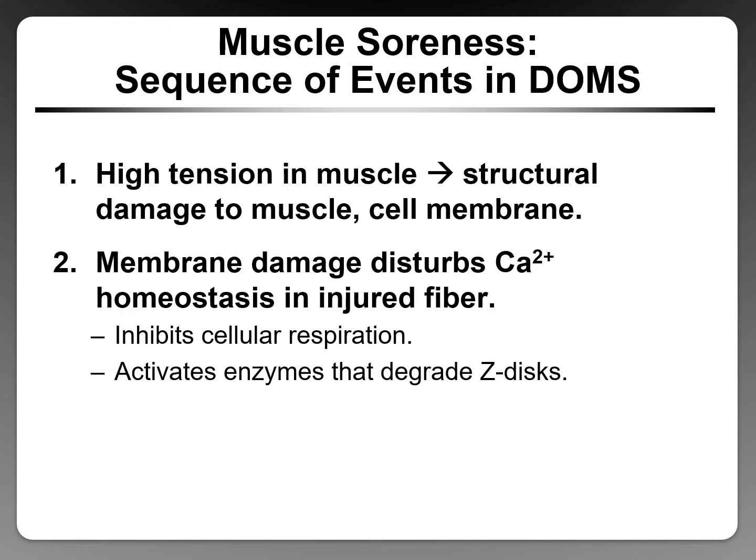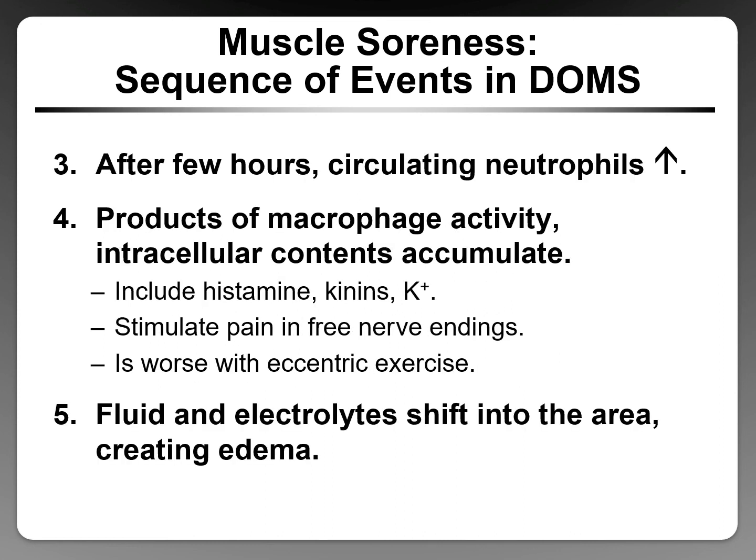So, the specific sequence of events for DOMS. First, you're going to have high tension in the muscle, which is going to create some sort of structural damage to that particular muscle. That membrane damage will then disturb the calcium ion homeostasis, which is going to inhibit cellular respiration and activate enzymes that degrade our Z discs.